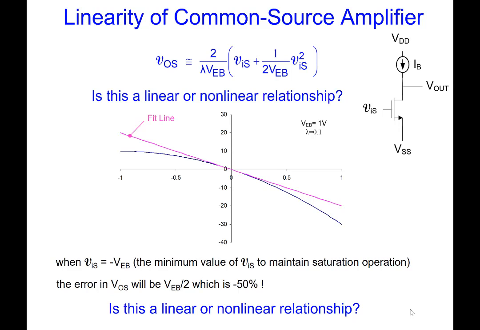You'll still be in saturation for certainly smaller values of the input than V excess bias. But if you get anywhere near V excess bias, your distortion gets really large.